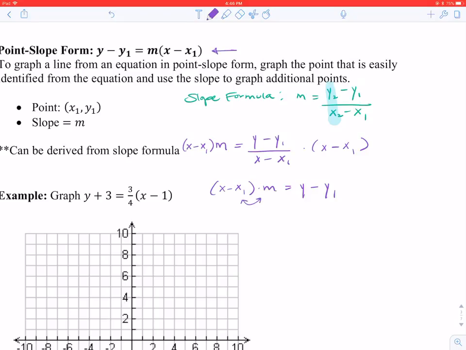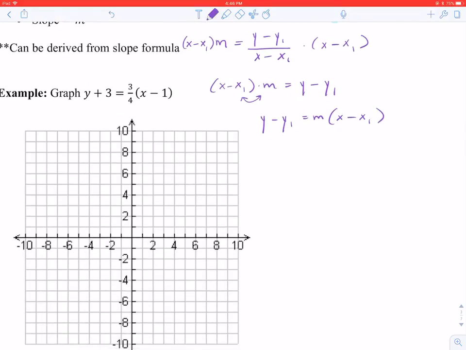And then by the symmetric property of equality, we'll be able to flip-flop the left and right-hand side so that we get y minus y sub 1 equals m times the quantity x minus x sub 1. And then we have point slope form.